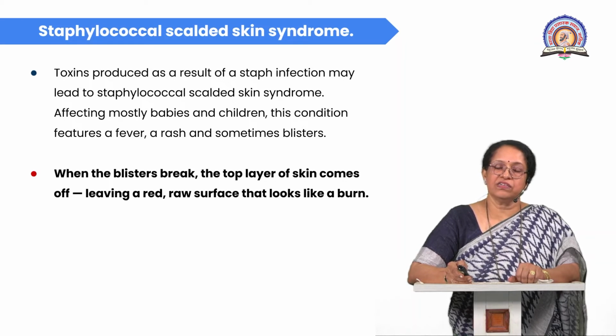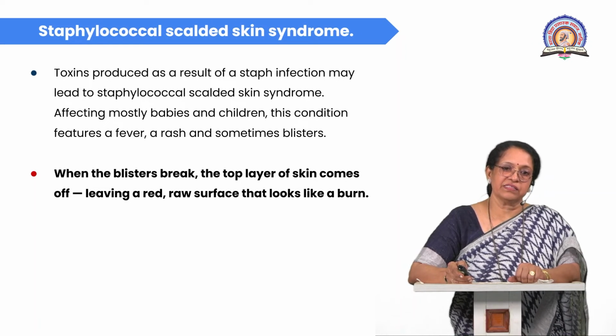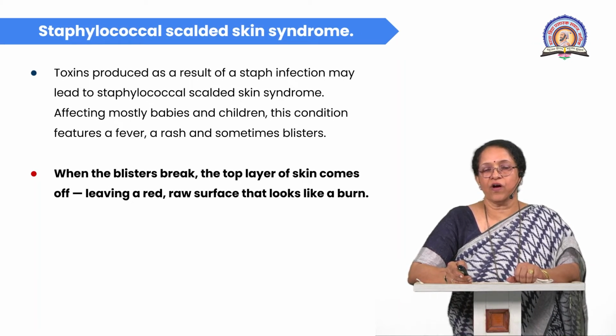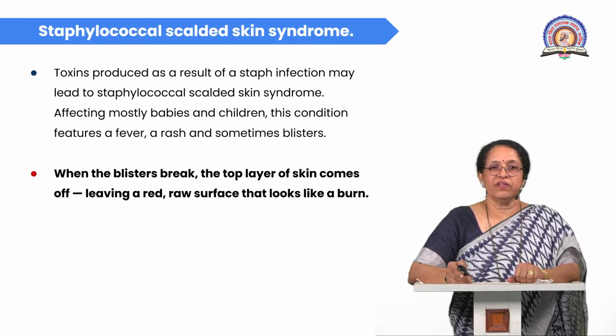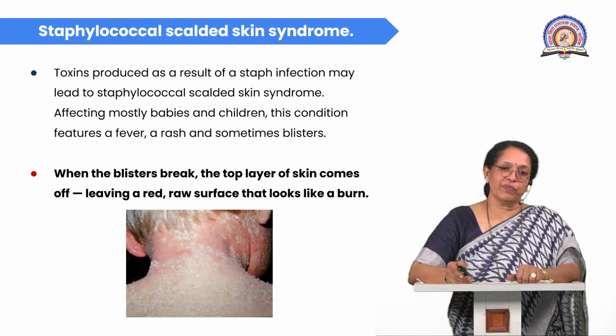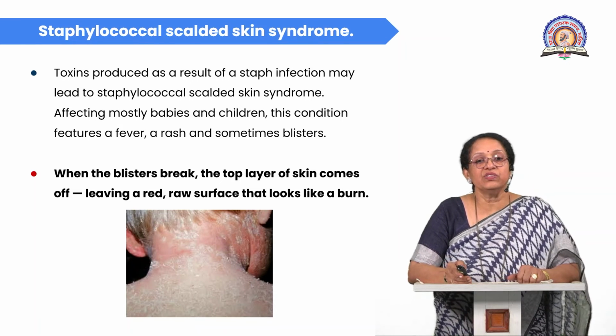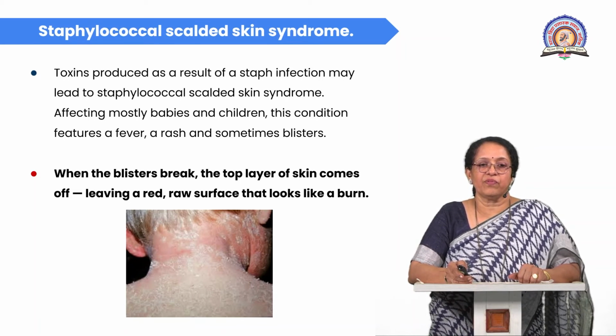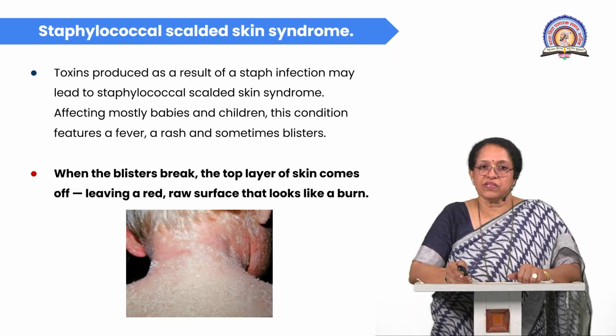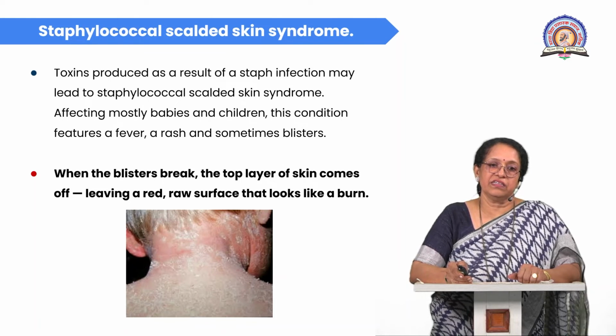When the blister which is formed on the skin breaks, at that time the top layer of skin comes off, giving a red, oozing, raw surface which looks like a burn. So it is not actually a burn, but it is caused by the toxin of the microorganism. In this figure, you can see a patient with staphylococcal scalded skin syndrome.